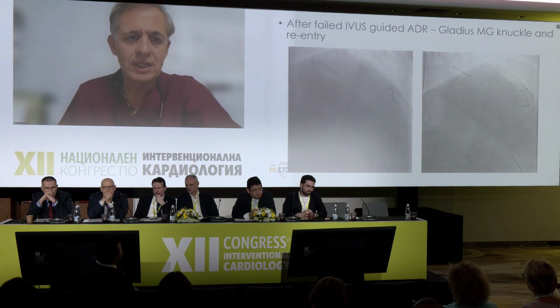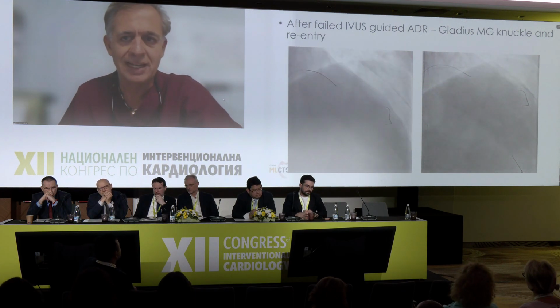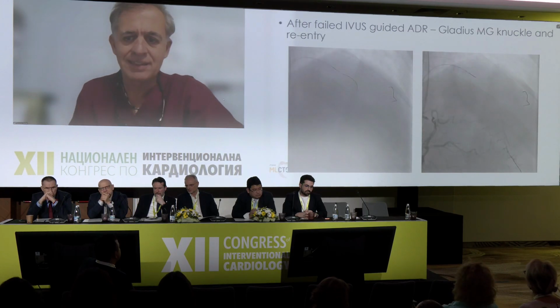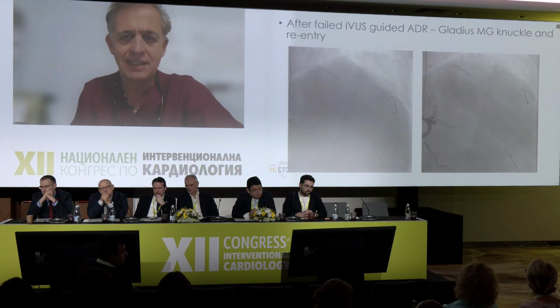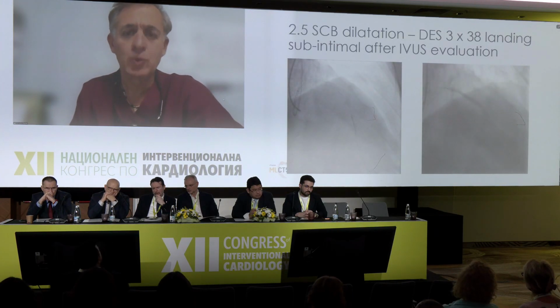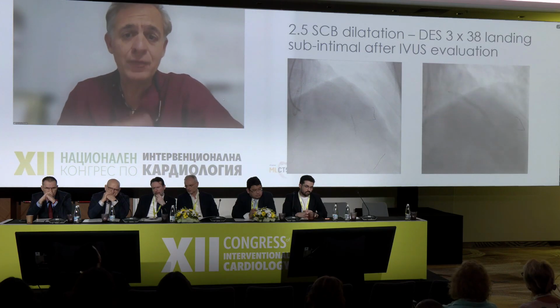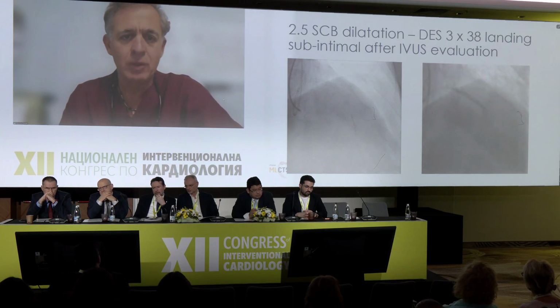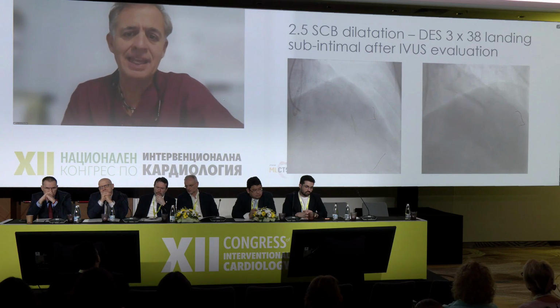So this is a STAR with the Gladius MG, a knuckle with the Gladius MG. We are distally in the true lumen. You can see the distal LAD. Then balloon dilatation, good flow. And then if you have a good flow, you can stent. When you have a good flow, after stenting, the flow will be much better.